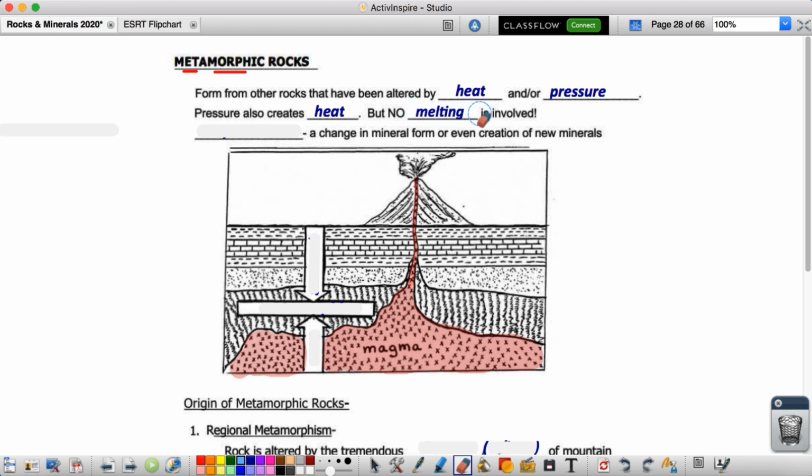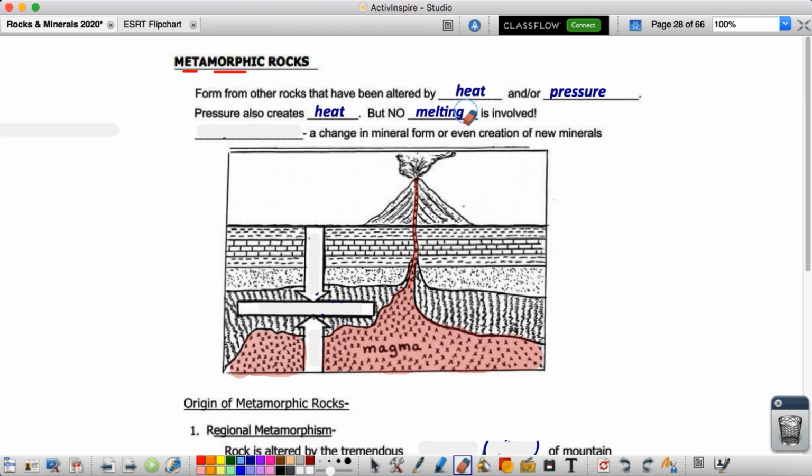Because think about this, if the rock had melted and then solidified and became a new rock, what kind of rock would that new rock be? Answer the question. Well, in reality, if there was melting, the rock formed would have to be igneous, because igneous is the only rock that forms from liquid material.